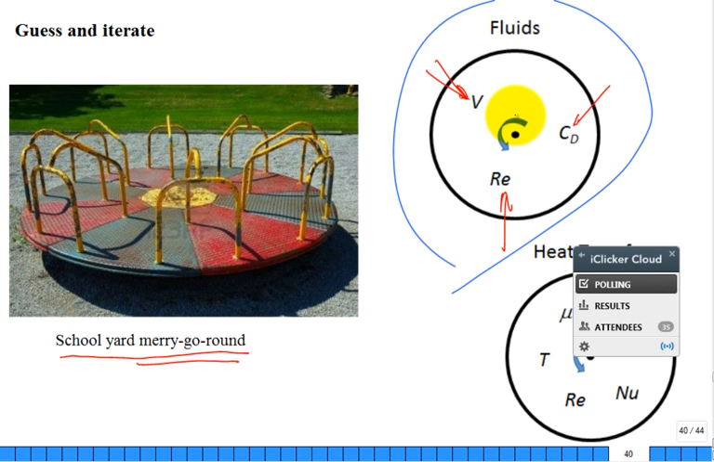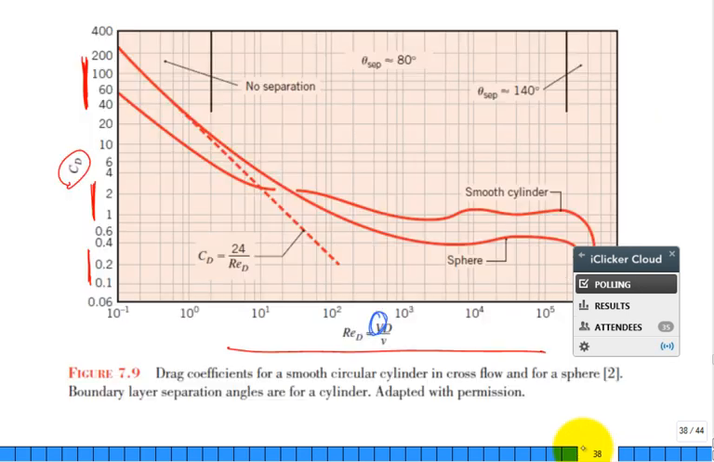Probably the easiest is to pick a drag coefficient. Because once you pick a drag coefficient, you get a velocity. Once you have the velocity, you can get a Reynolds number, and you can get an updated drag coefficient. So if I went back and looked at this correlation, what would you pick for a Reynolds number or a drag coefficient?